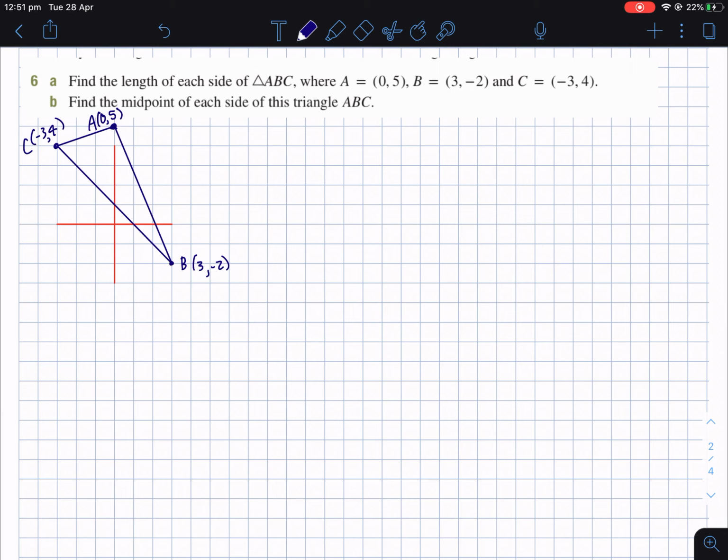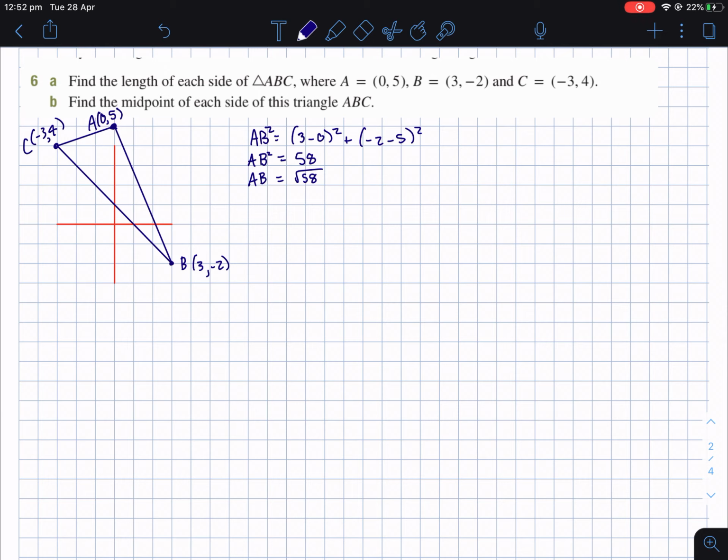So we're trying to find the lengths of each of these sides. Technically, we could then find the angles inside using the cosine rule. So let's find AB. We've got 3 take 0 squared plus -2 take 5 squared, 58. Sorry, that was AB squared. So AB is root 58. No square numbers go into that.